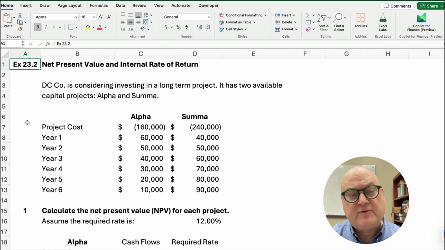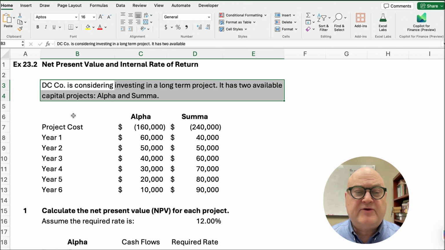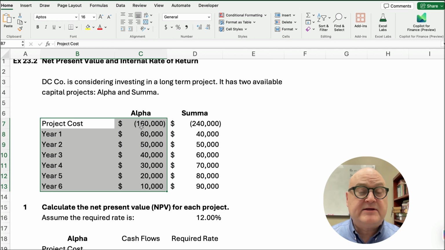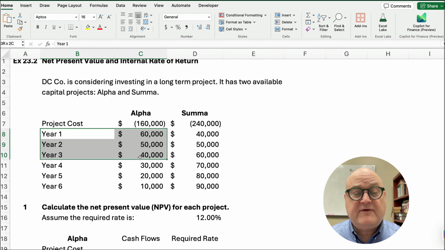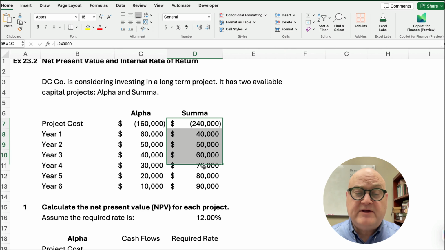The two preferred methods really are net present value and internal rate of return because they include time value of money. So we're trying to decide on two different projects, Alpha and Summa. And the project cost is given as a negative number in time period 0 or year 0. And then we have, for the next 6 years, some cash flow. Well, Summa is going to be the same type of project, except it's going to cost more money but have more cash flows, and more toward the end.